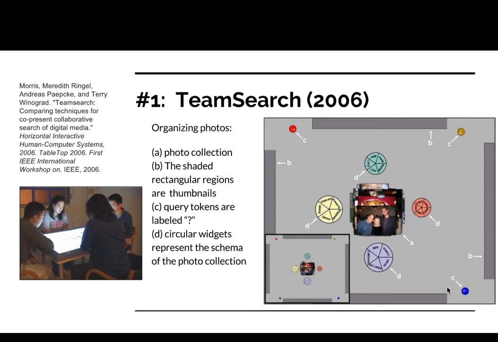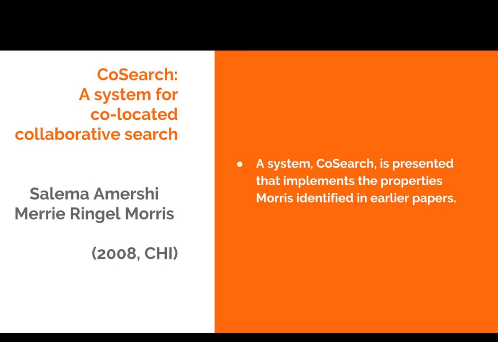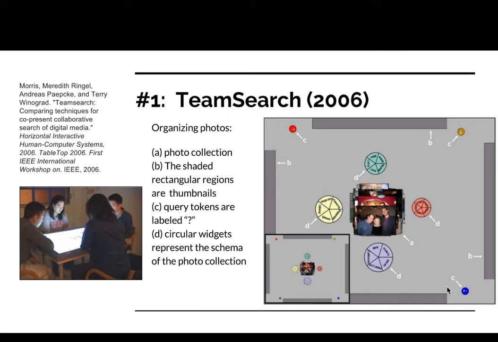So remember, this paper is about co-search. I want to start with their very first system that they built called TeamSearch, because, like I said, they started about 2005, 2006, trying to solve this collaborative search problem. So Mary and her colleagues, Andreas Paepcke and Terry Winograd, built this system to allow people to sort photographs, say family photographs, around a big table display like this.